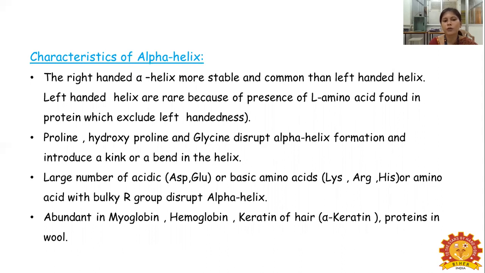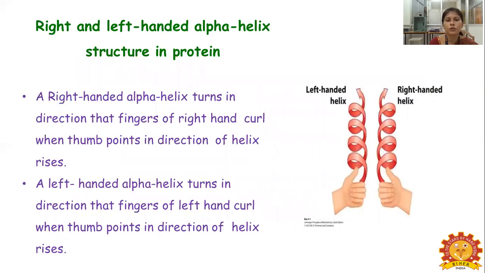Alpha helix is abundant in myoglobin, hemoglobin, and keratin, here called alpha keratin, and it is found in proteins in wool. Here we have shown the right-handed and left-handed alpha helix structure. A right-handed alpha helix turns in the direction that the fingers of the right hand curl when the thumb points in the direction of helix rise. And for the left-handed, the alpha helix turns in the direction that the fingers of the left hand curl when the thumb points in the direction of helix rise.